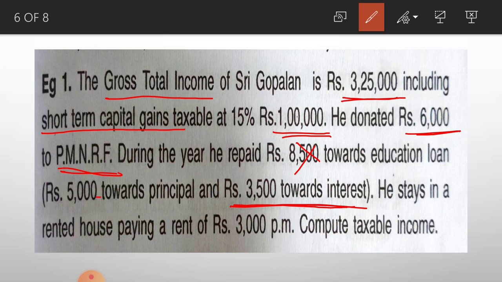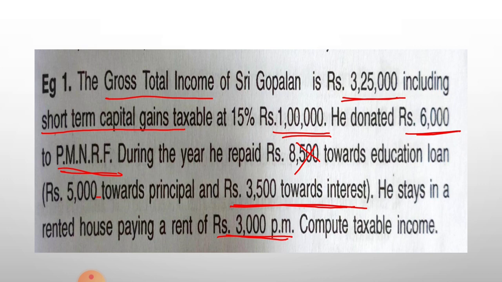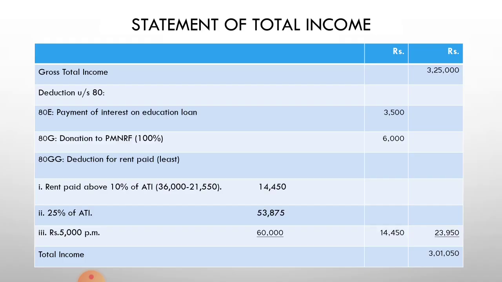Next, see, he stays in a rented house paying a rent of rupees 3,000 per month. Here rent per month is given, you have to calculate annual rent. 3,000 multiplied by 12 months. So, the rent amount for a year is 36,000 rupees. You have to calculate taxable income of Mr. Gopalan. Let us calculate his taxable income.